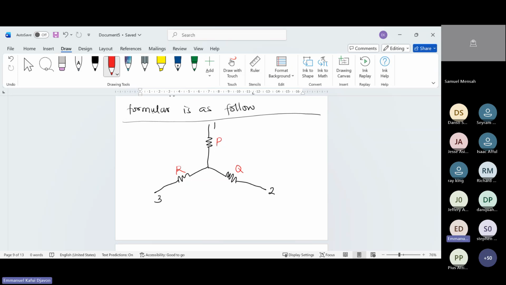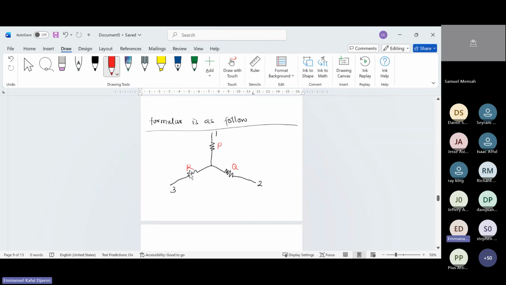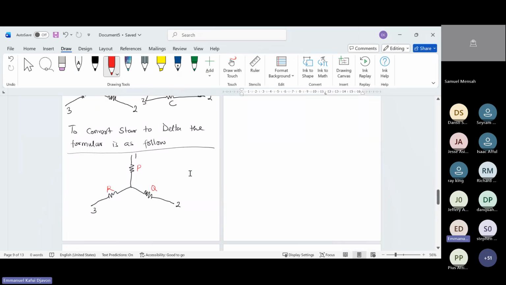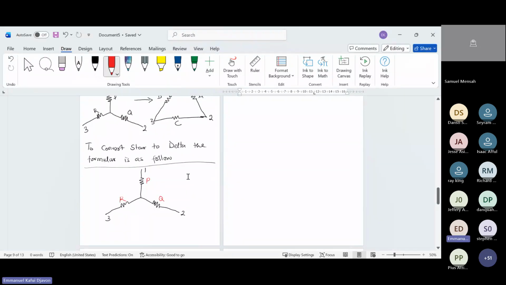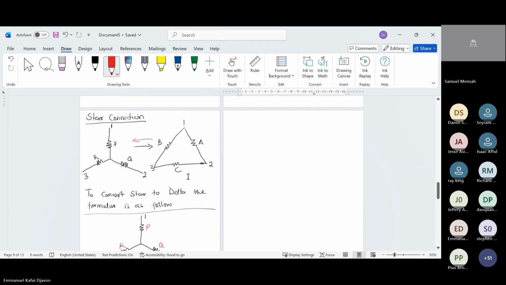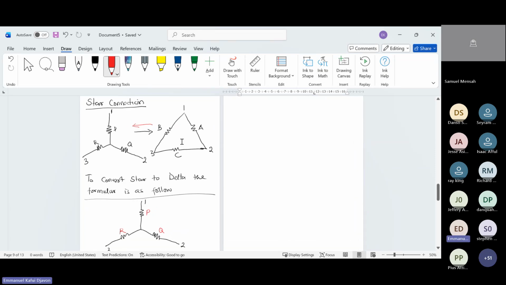Now, if you want to transform a star to a delta, this is how you go about it. I will draw a bigger diagram here right now. Good. Now, I want to transform this star to a delta. That means I will draw a delta around the star.